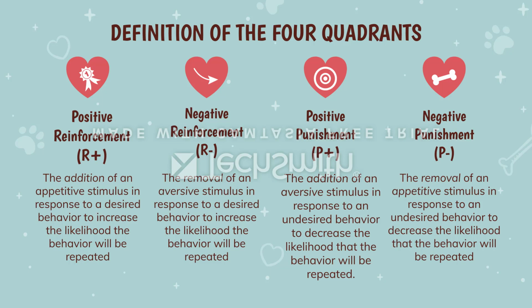So it's something that they find unpleasant to stop and decrease the likelihood the behavior is going to happen again. Now, negative punishment is the removal of an appetitive stimulus in response to an undesired behavior to decrease the likelihood that the behavior is going to be repeated. And the most common negative punishment that we talk about, at least in my experience, is turning around and walking away from a dog that's jumping. They're seeking attention. We're taking that attention away from them.